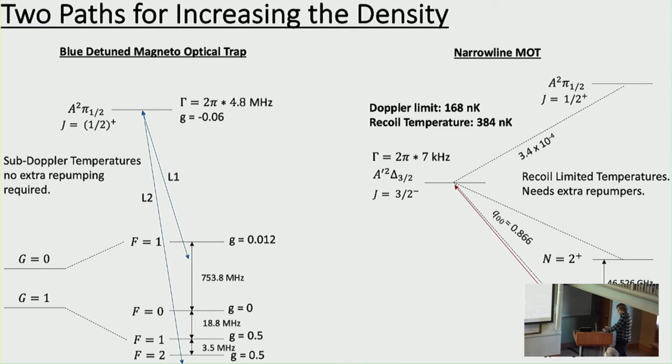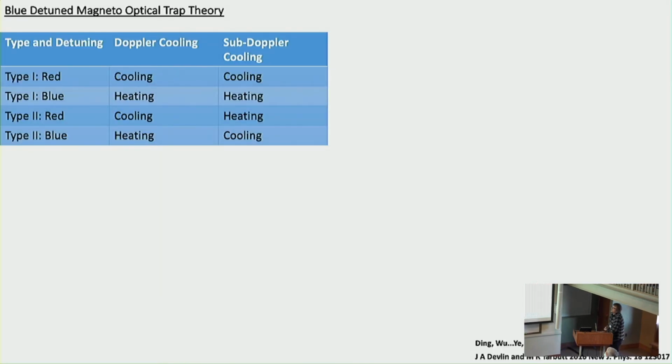Let's maybe do a little bit of blue-detuned magneto-optical trap theory and remind people what's going on here. So we have a little table describing the difference between type 1 and type 2 transitions. Type 1, if you're red detuned, you have cooling, Doppler and sub-Doppler, and heating when you're blue. Type 2, below a critical velocity of a few meters per second, around the tens of millikelvin level, you're actually going to have cooling if you're red detuned for Doppler, and then you're going to have sub-Doppler heating. But more importantly, if you're on a type 2 and you're blue detuned, you're going to have Doppler heating and you're going to have sub-Doppler cooling, okay?